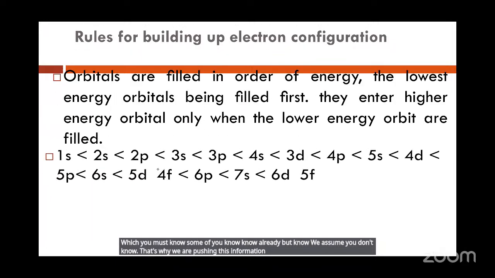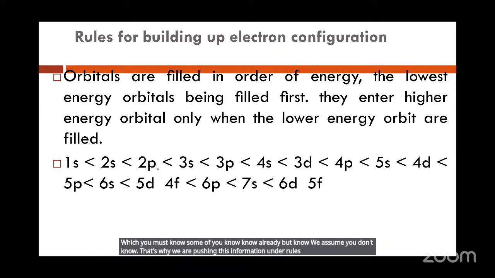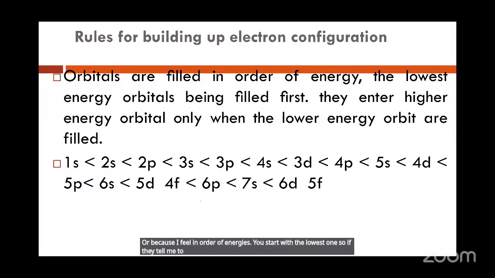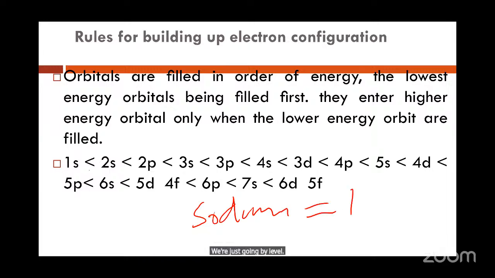And the rules, we have three rules guiding the filling of the orbitals. One is what you call the Aufbau rule. Orbitals are filled in order of energies. You start with the lowest one. So if they tell me to write the electronic configuration for sodium, which is number 11, I will use this format.